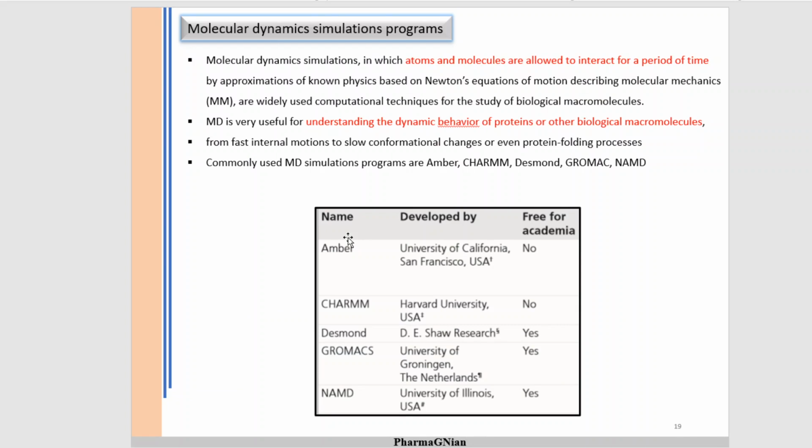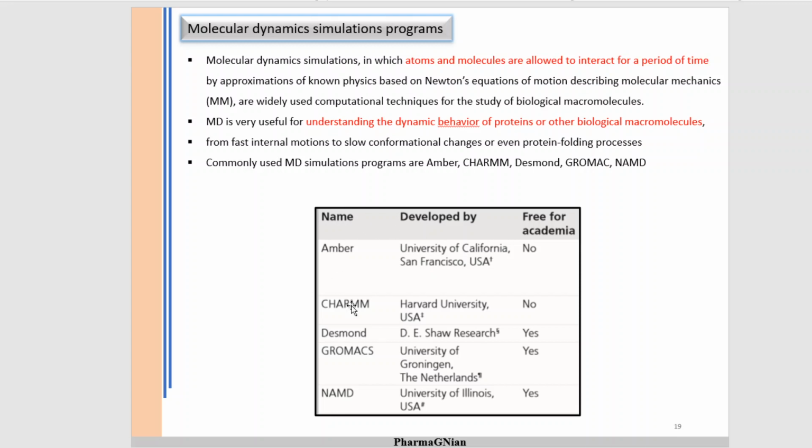This is a technique in which atoms and molecules are allowed to interact for a period of time. It approximates, based on the known physics laws, that is Newton's equations of motion, for describing molecular mechanics. It is a widely used computational technique for the study of biological macromolecules, and a very useful technique for understanding the dynamic behavior of proteins and other biological macromolecules.